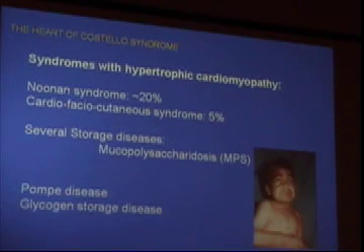And for Costello syndrome, it's not a simple test. We don't have a test, in fact. There are other storage diseases, something called Pompe disease, something called glycogen storage disease.